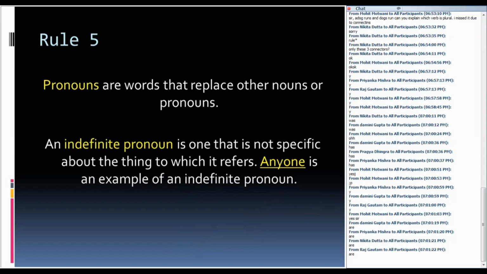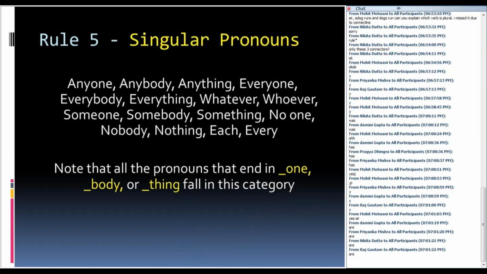So there are lots of indefinite pronouns you can see over here. And you'll also notice that all the pronouns that end in one, body or thing fall in the indefinite pronoun category. You can see anyone, anybody, anything, everyone, everybody, everything. So when you say everyone, it is an indefinite pronoun.